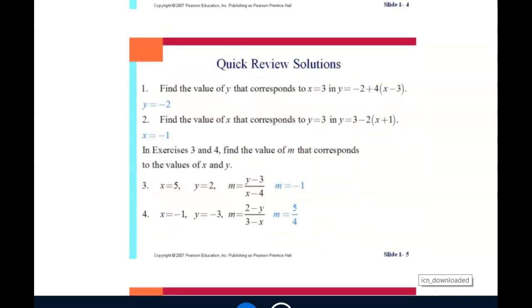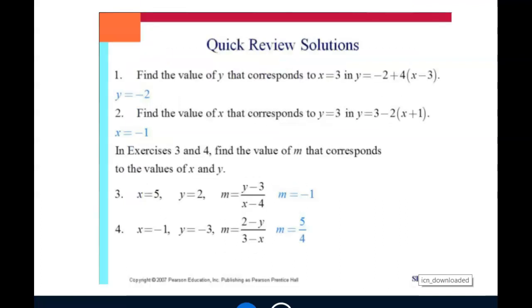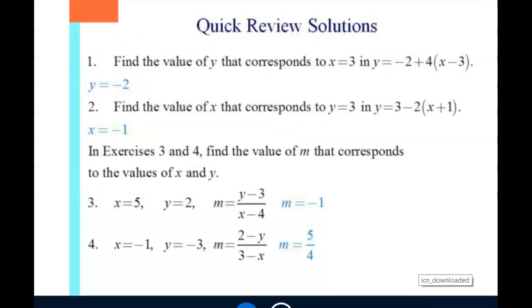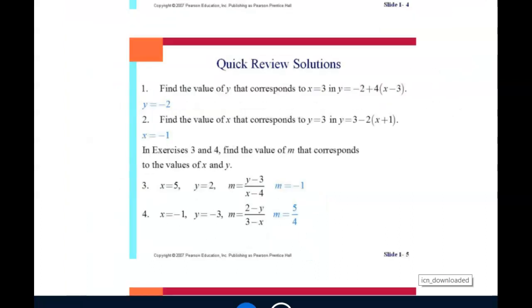For number 1, y equals -2. For number 2, x equals -1. For number 3, m equals -1. And for number 4, m equals 5/4.